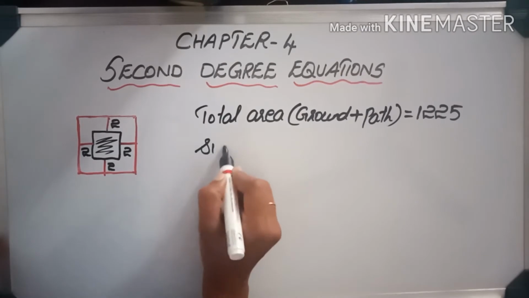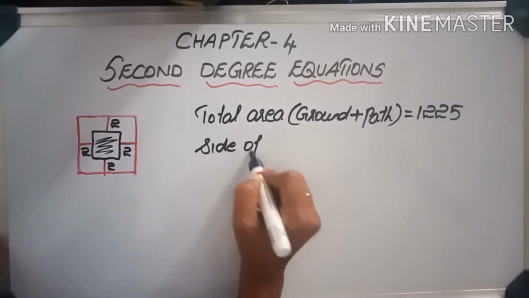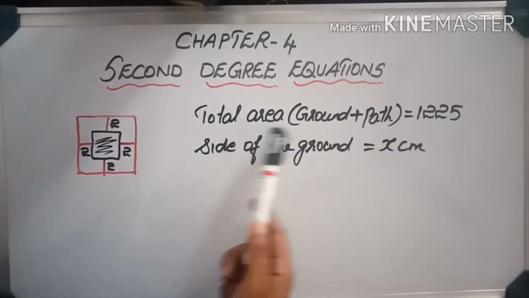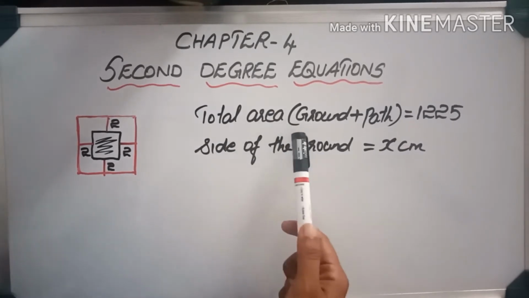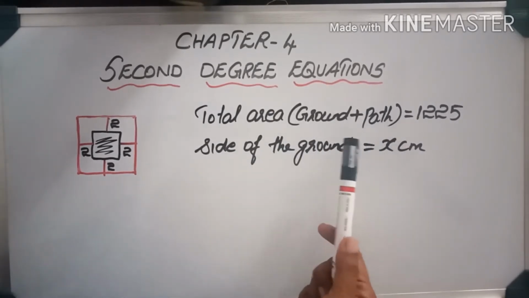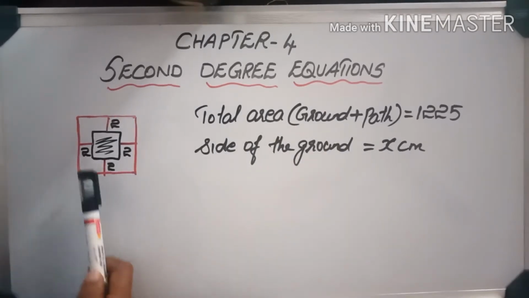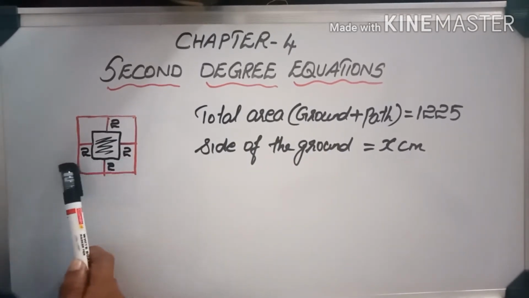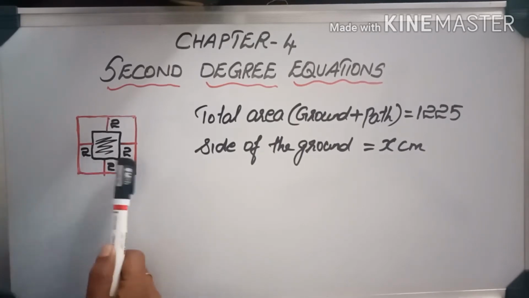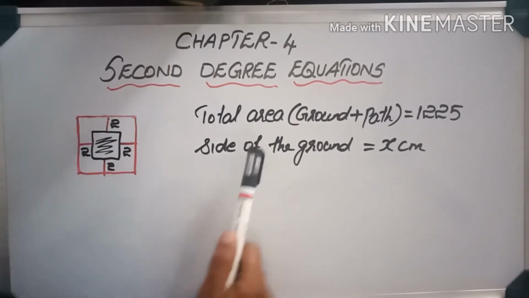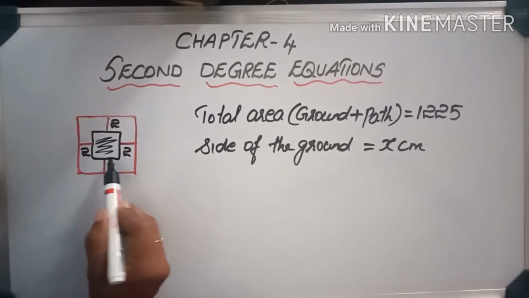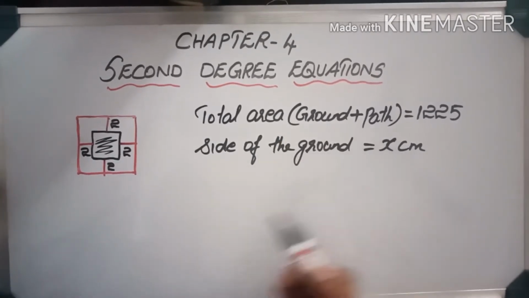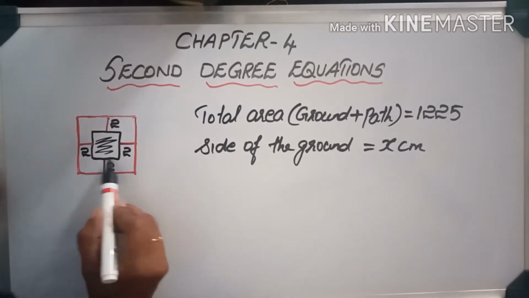Okay, side of the ground as what? x. Here it is given that total area equals 1225. Total area of ground and path. That means here they consider the side of the ground and the sides of the path also. In order to complete this area portion, in addition to this x, we already considered the side of the ground as x. So this is x.